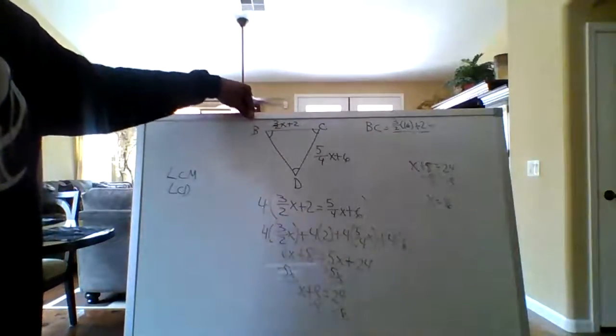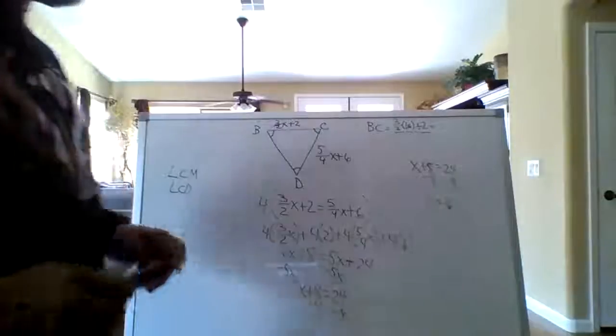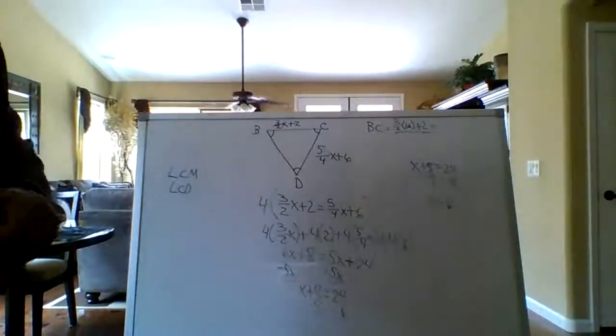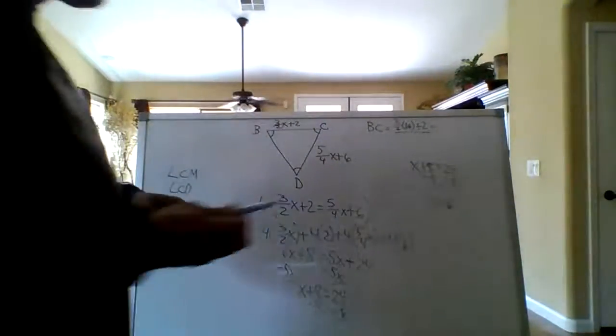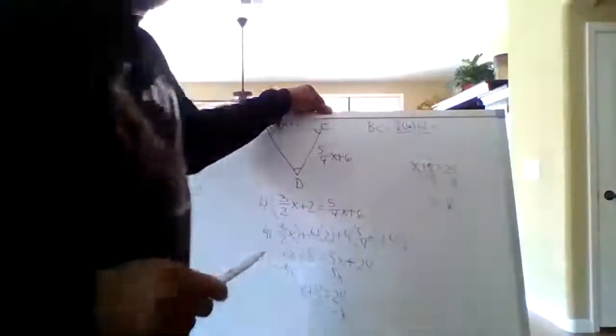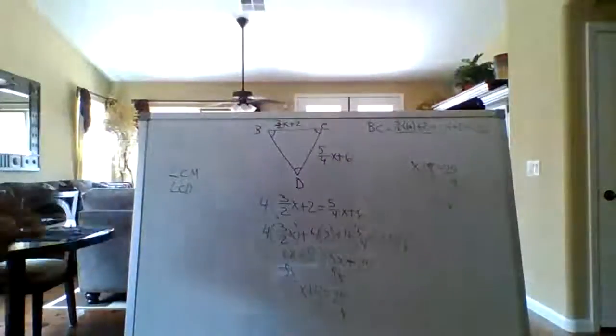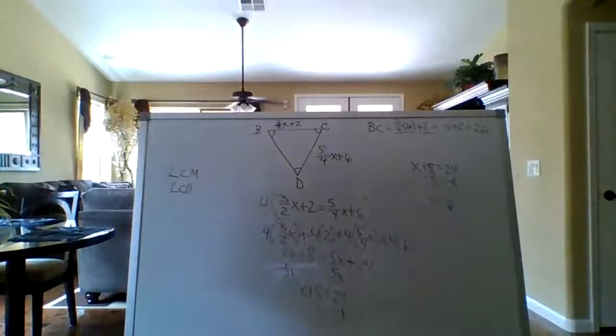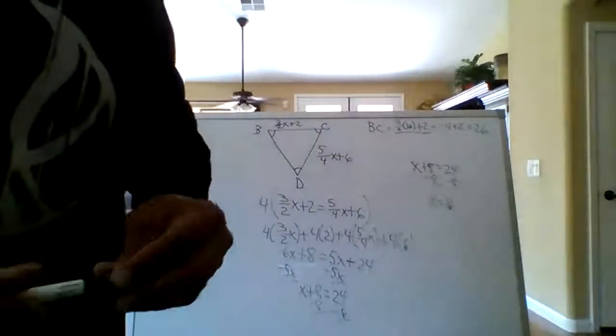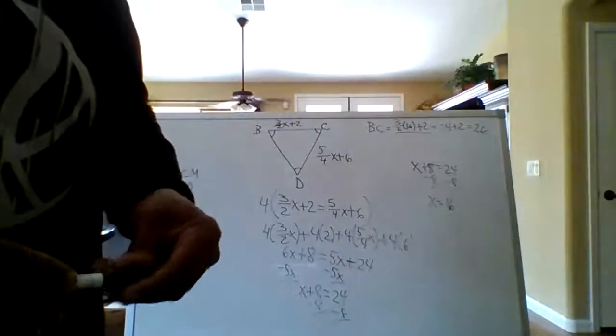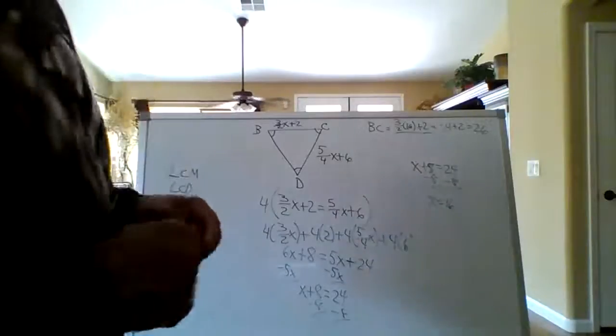Now, 16 times 3 will give us 48. 48 divided by 2 is 24, so that's 24 plus 2, which will give us our 26. All righty? And that's it.